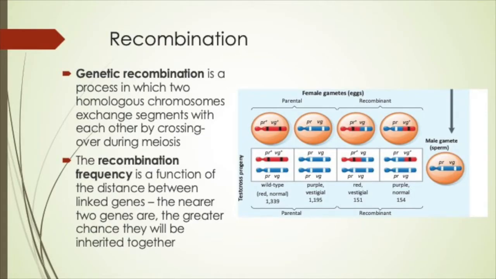All right, so we know genetic recombination, but I'm going to go over it again. Genetic recombination is a process in which 2 homologous chromosomes exchange segments with each other by crossing over during meiosis. You have that crossing over event where one switches with the other one. Depending on the distance, that is your recombination frequency. Recombination frequency is a function of the distance between the linked genes. The nearer the 2 genes are, the greater chance they will be inherited together.